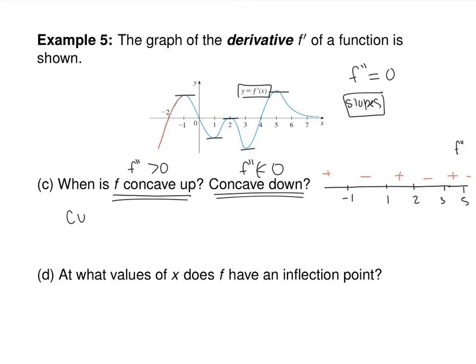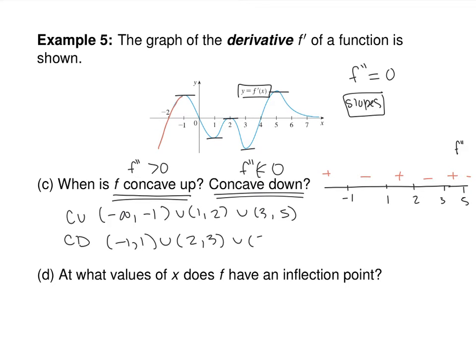So we're concave up on negative infinity to -1, 1 to 2, and 3 to 5. And we're concave down on -1 to 1, 2 to 3, and 5 to infinity. To infinity and beyond.